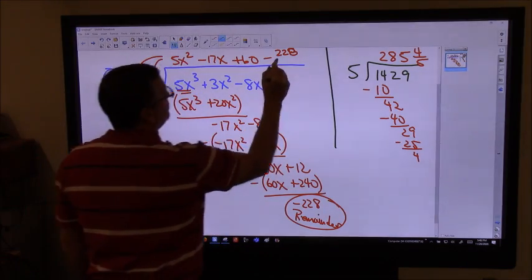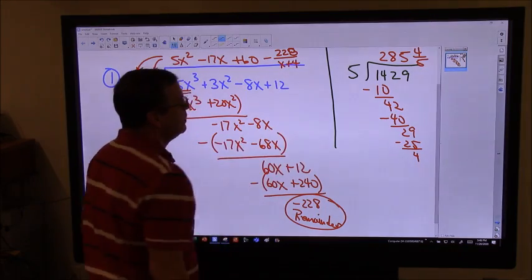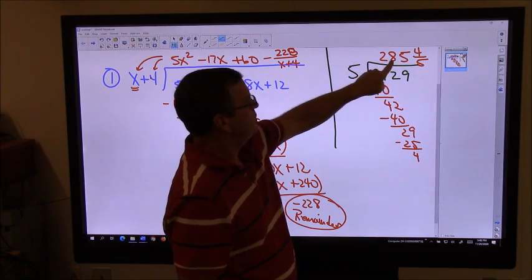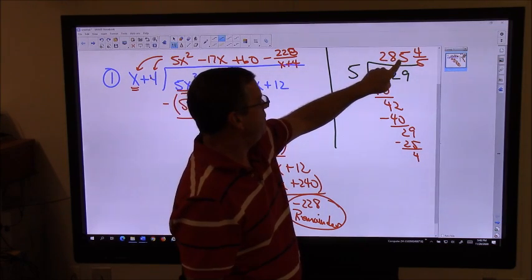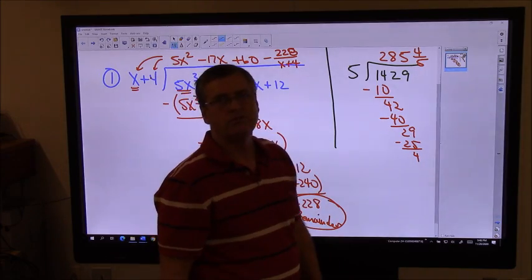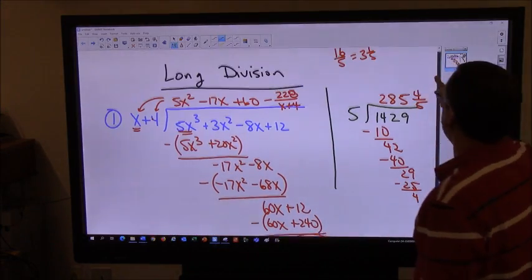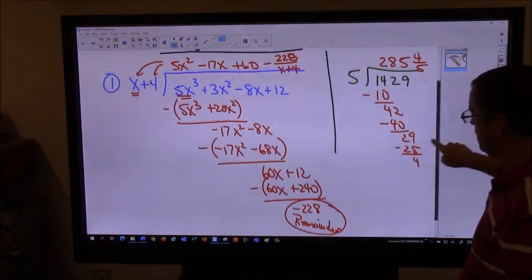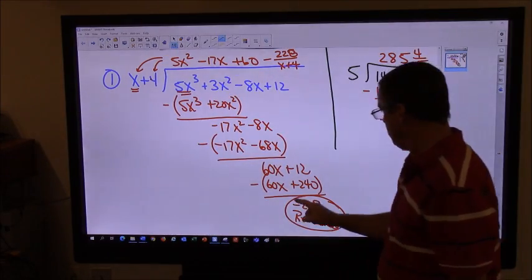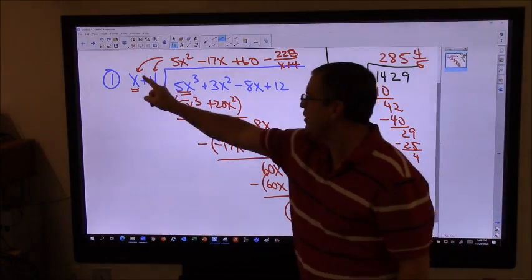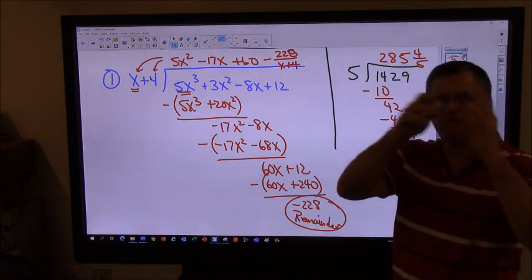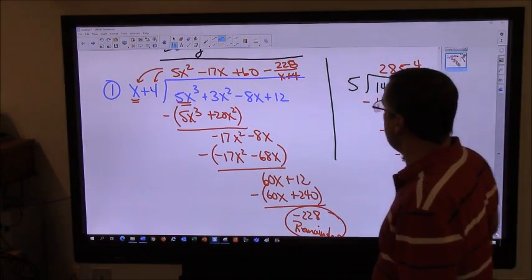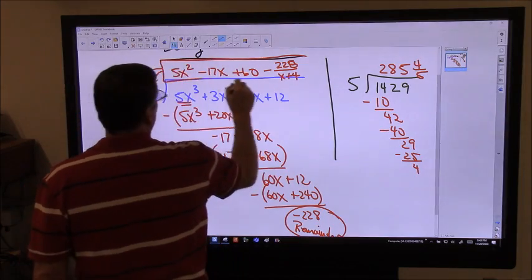over x plus 4. Just like I wrote this, 4 over 5. When you write a mixed number like this, that really means 285 plus 4/5. Or if I write something like this, that means 3 plus 1/5. Okay? So what we're saying here is we've got this answer plus a negative 228 over x plus 4. We're not going to say plus a negative because that really just means subtraction. And there it is. There's my answer to that division problem.